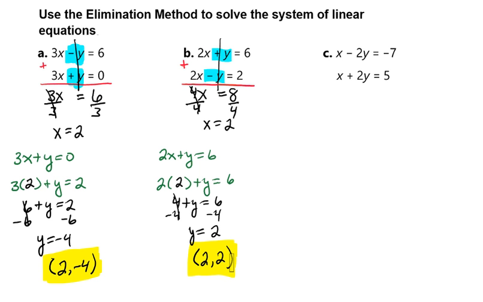I'd like you to try letter C on your own. So go ahead and push pause and work out the problem. And then when you're done, push play, and let's see if you were right.